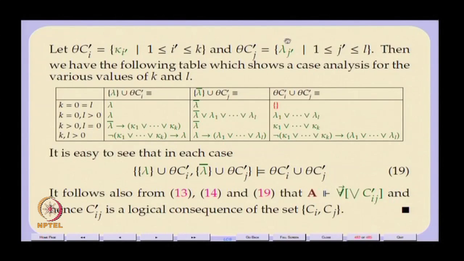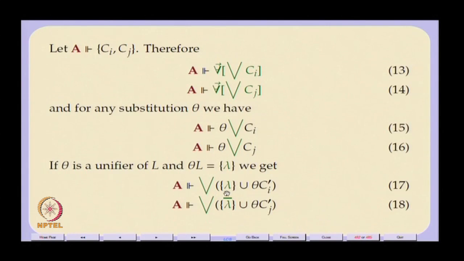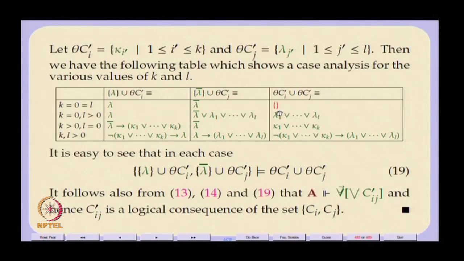So, depending on the values of k and L, we actually have this kind of a case analysis. Now, I had to contract the table so that it fits in the screen, but I think you will be able to see most of what is there. When k and L are both 0, then what it means is that your theta C I prime is empty and theta C j prime is also empty, which means what you have here is just lambda and lambda bar, which are a complementary pair and they derive the empty clause.